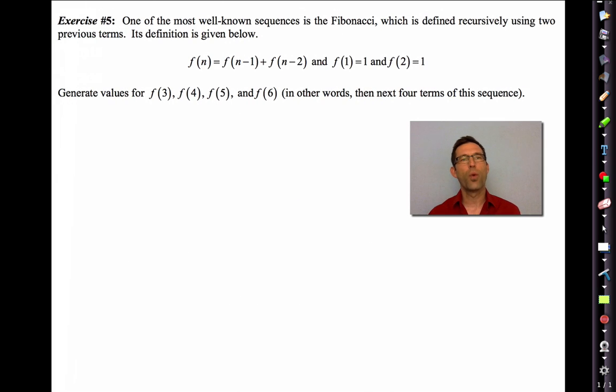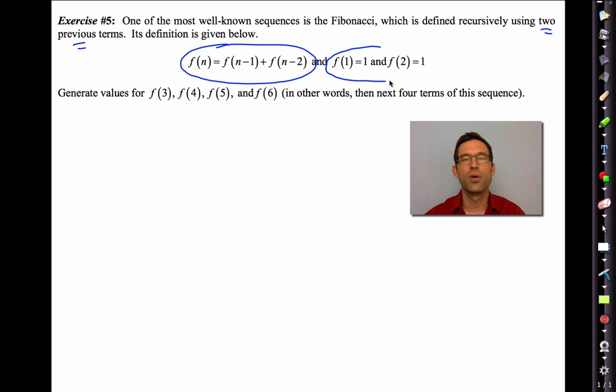Exercise 5. One of the most well-known sequences is the Fibonacci, which is defined recursively using two previous terms. Its definition is given below. Here's the definition, and here are the two starting terms. It says generate the values for f of 3, f of 4, f of 5, and f of 6. In other words, the next 4 terms of the sequence. Now, I'd like you to pause the video now and see if you can interpret what that recursive rule is saying.